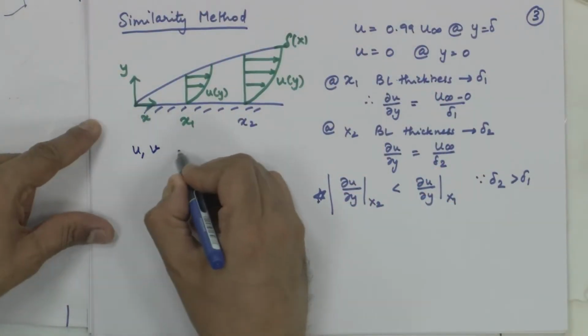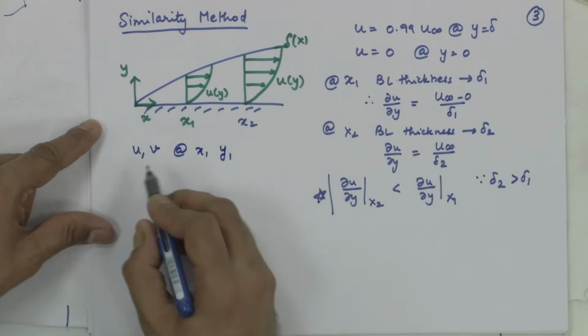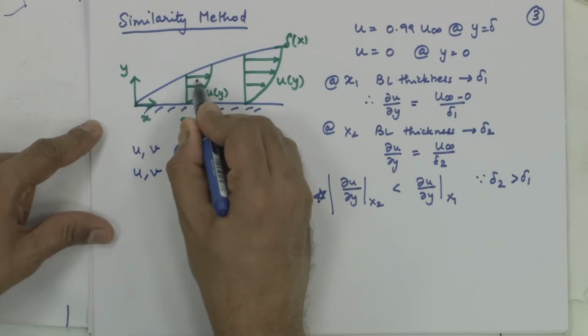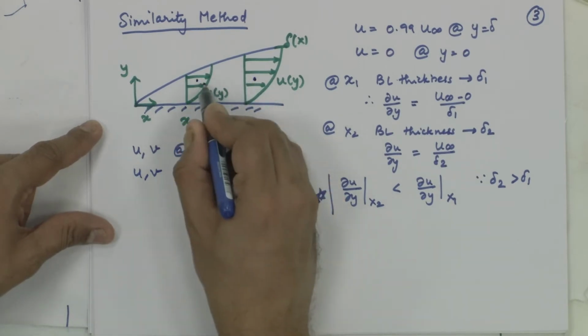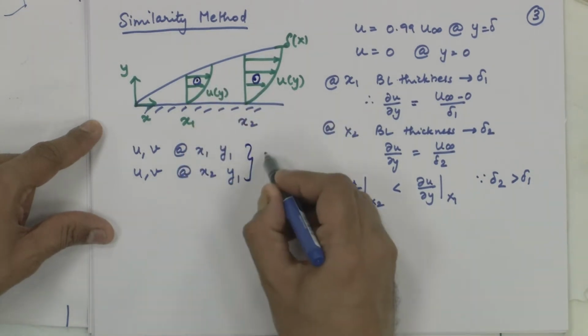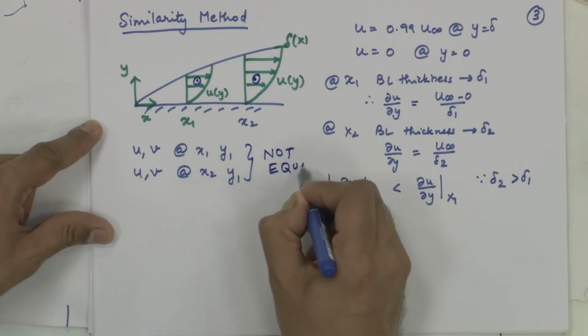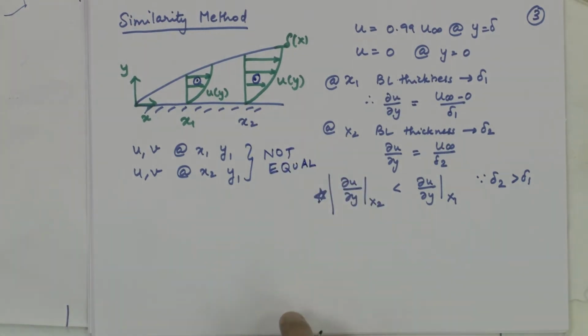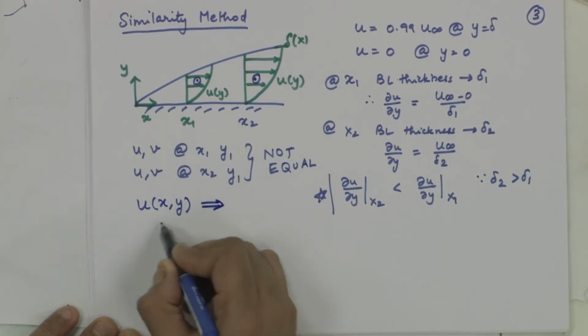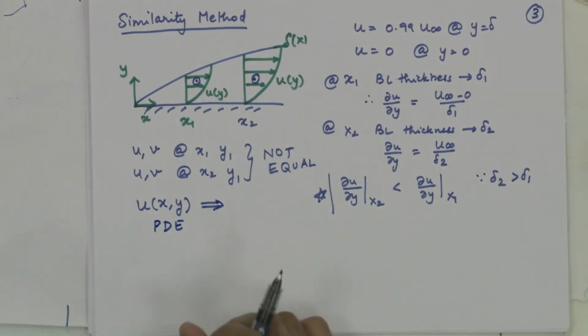That means, the value of the velocity, say for example, u and v at x1 and some y1, and the same thing, u and v at x2 comma y1, the same y location. Let us say I am taking this point at y1 distance from the wall. So, the velocity at this point in this profile and this profile are obviously not equal. We are not saying that the values are equal, we are saying the profiles are similar, and therefore, something which is dependent on x and y, therefore, we are having a PDE. Because velocity is a function of x and y, we are having a partial differential equation.